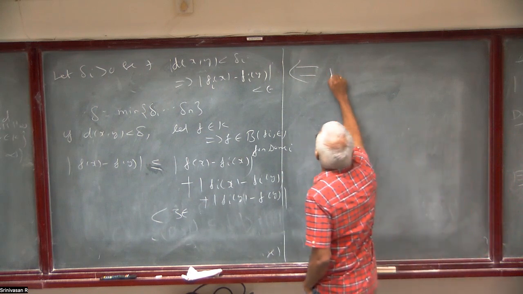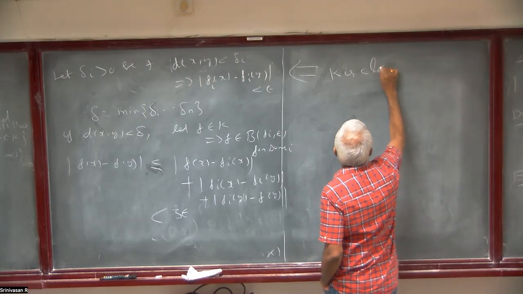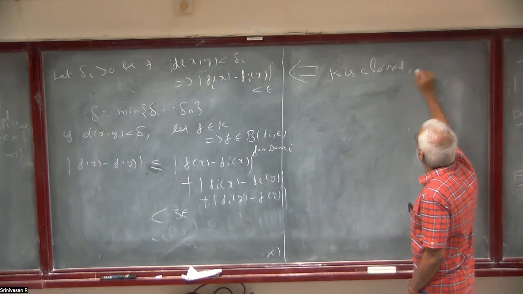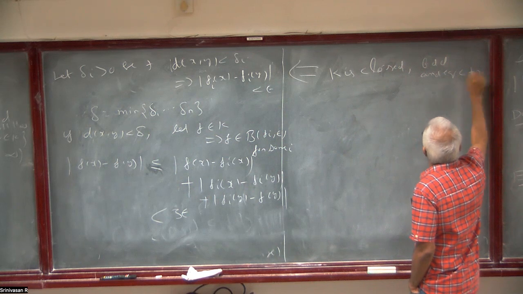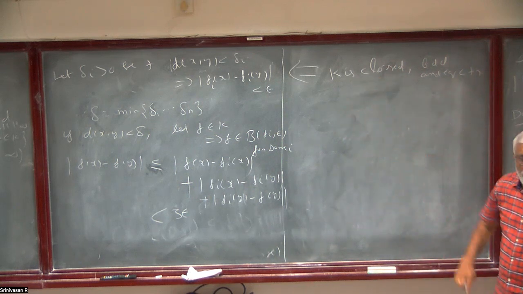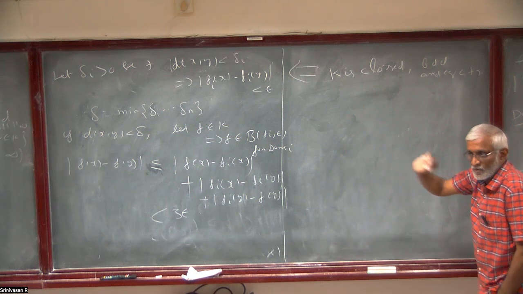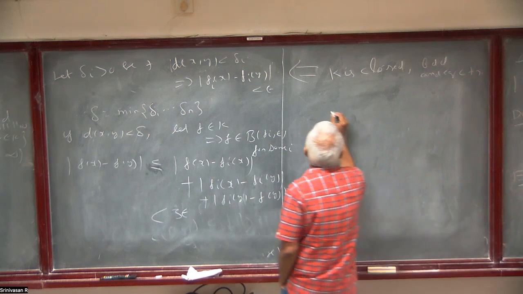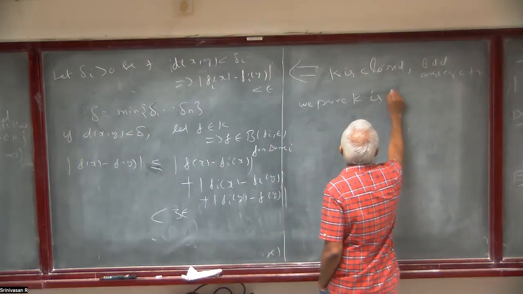So let K be closed, and what is the other one? Bounded and equicontinuous. Of course, closed we are going to use. We know that compact is equivalent to closed and totally bounded. So we don't use the closedness, closed is closed, and we use bounded and equicontinuous to prove that it is actually totally bounded. Okay, so we prove K is totally bounded.